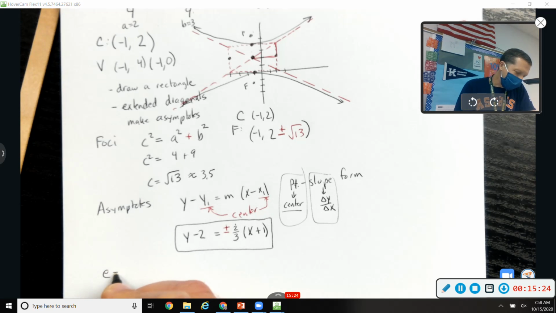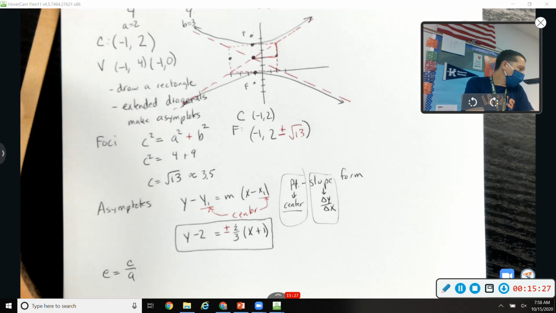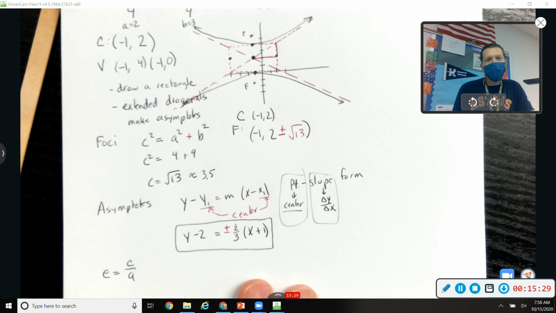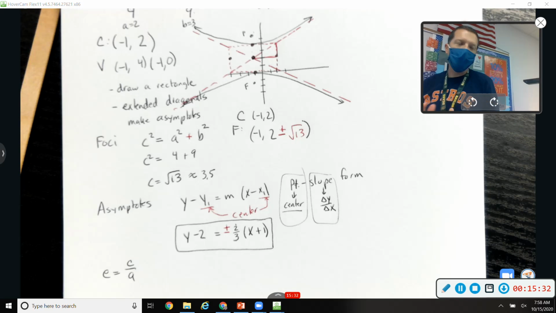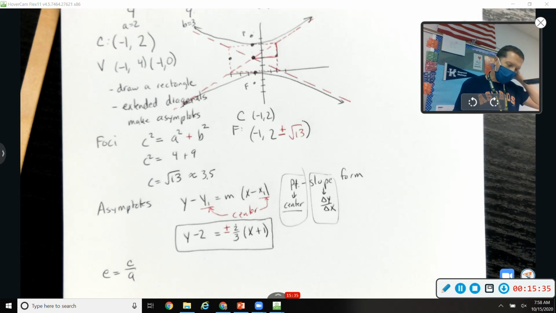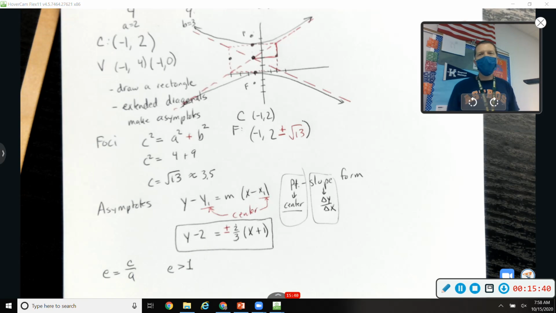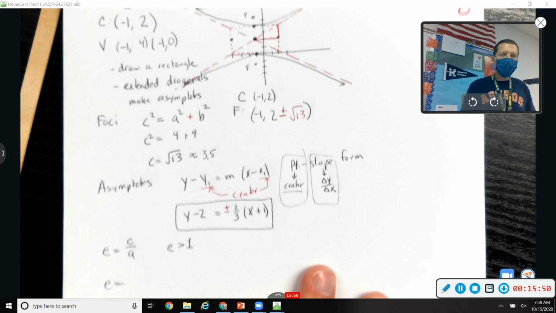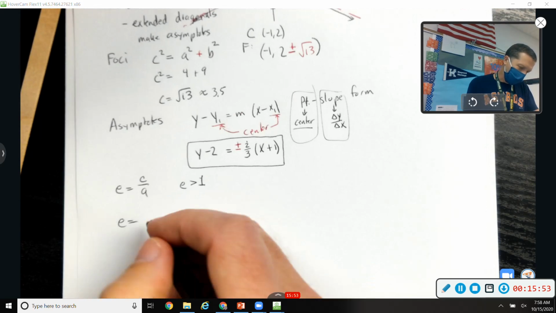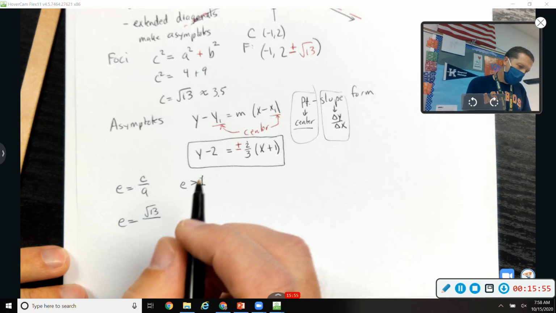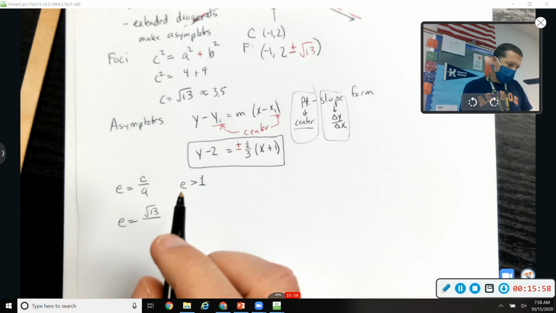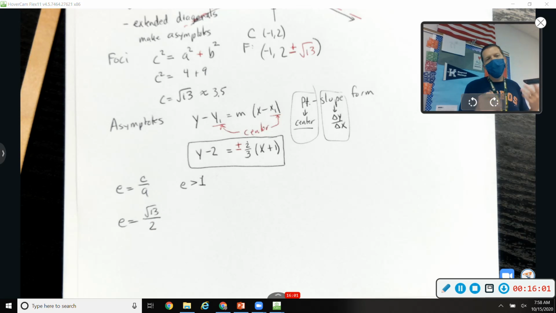All right, last, and then we'll do one more example. Eccentricity is still C over A, so that's good news. It's the same as an ellipse, except for a hyperbola, the eccentricity is always greater than 1. You don't have to memorize that, but it might help you. So C we found earlier was square root of 13. And A is the first one, so A is 2. So there's the eccentricity.